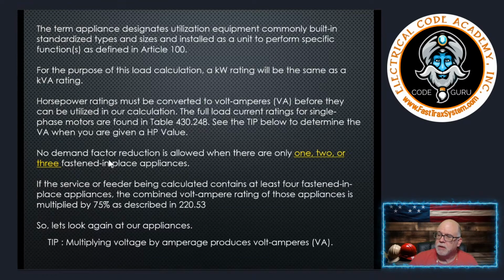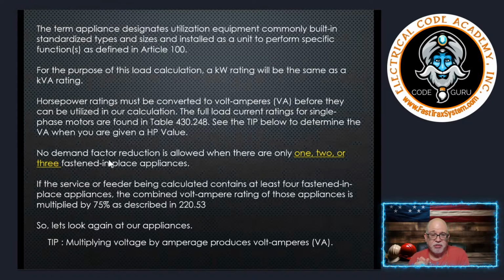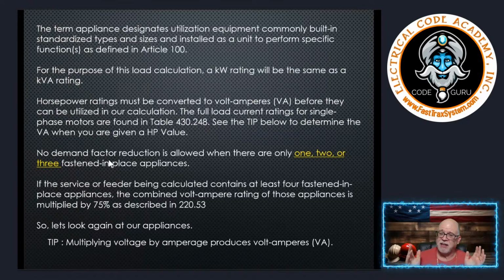All right, so another important thing I want to remind you. When we look at these appliances, if you're doing a load calculation on an exam or even in the real world, and you've only got 1, 2, or 3 appliances, then you do not get to apply any demands. You don't get to take advantage of 220.53. You just take those appliances at their full VA value and simply add them to your calculation. You don't get to reduce them in any way, okay?